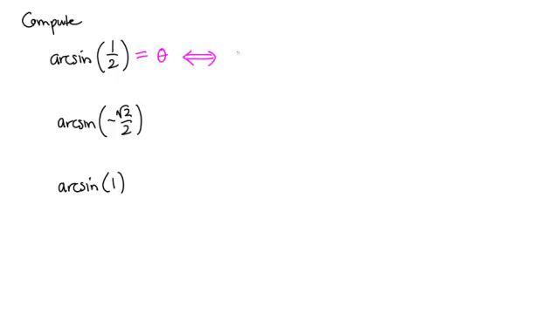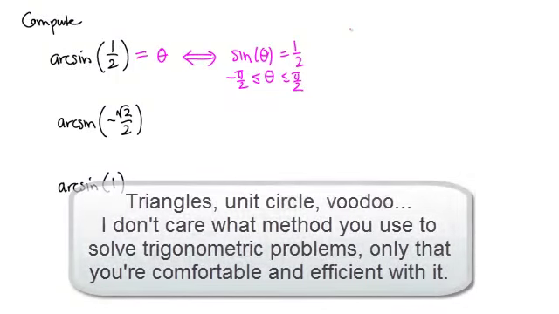That's the same thing as saying that the sine of theta is equal to 1/2, and theta is between negative pi over 2 and pi over 2. So this is really just a basic trig question. Can we find an angle whose sine is 1/2? Now there's lots of different ways that you can do this. I'm not going to specify a specific toolkit. Me personally, I'm a big fan of the triangle approach to solving trig problems.